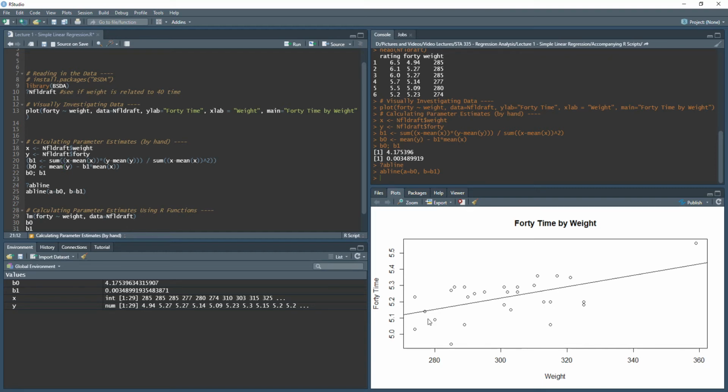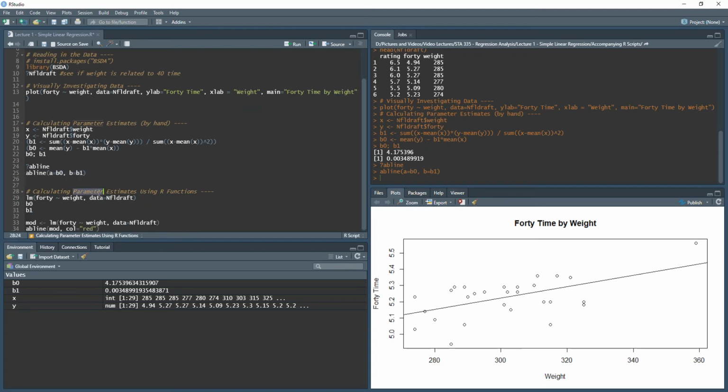This is the line that gives us the least amount of error in this data set. So this is the very, very best line, and we found that using just this little bit of code, and we're able to draw that onto our plot. That's pretty cool. Now there are built-in R functions that can also calculate these parameter estimates.